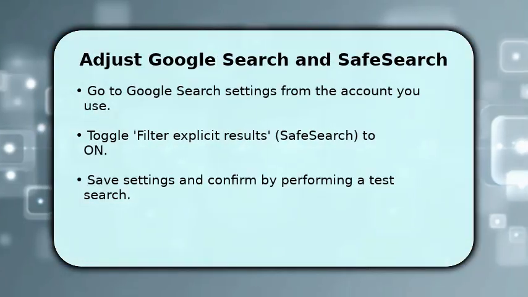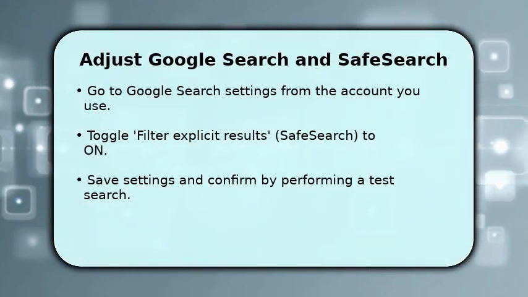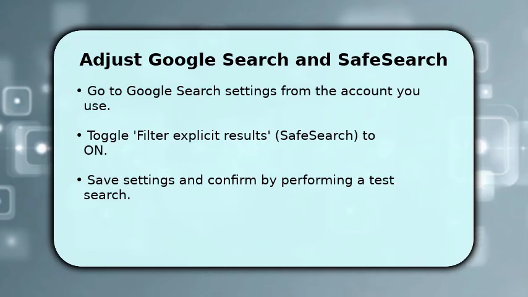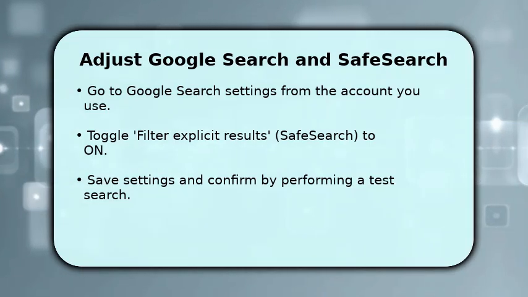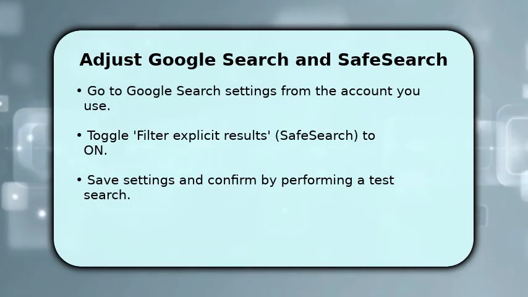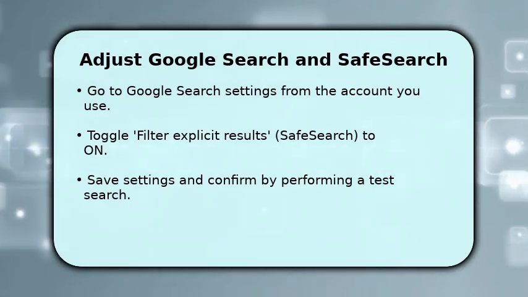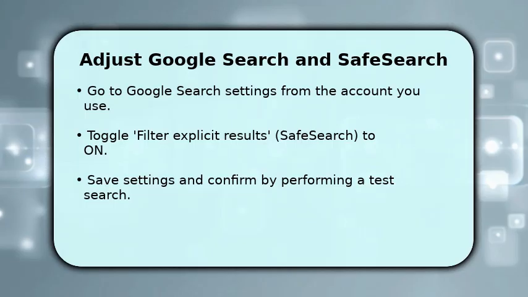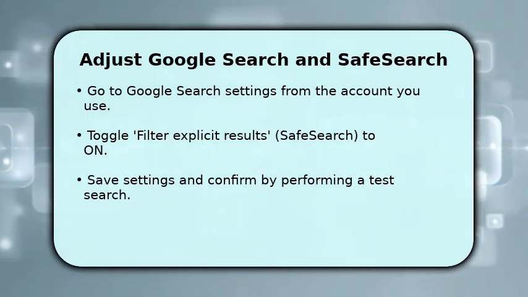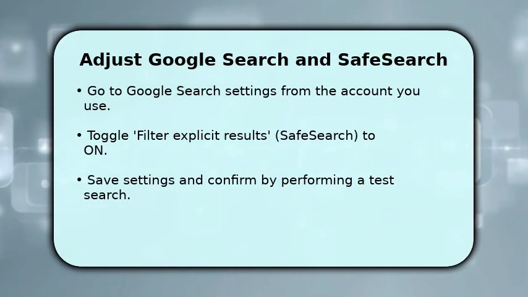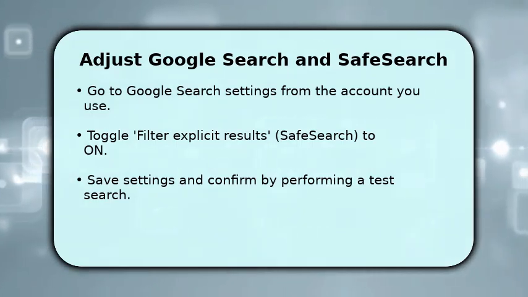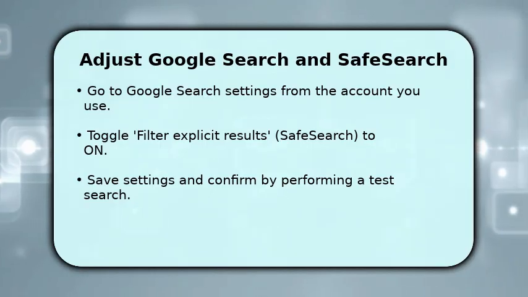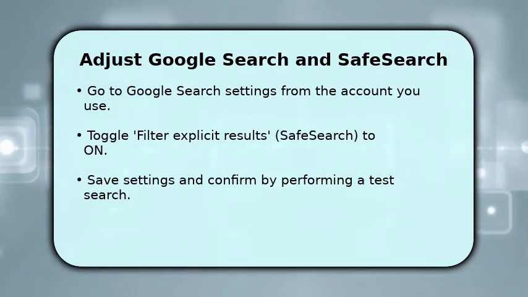Now go to Google Search Settings while signed into the chosen account. This is where Safe Search lives. Toggle Filter Explicit Results to On because Chrome defers to your Google account preferences for search filtering. Once you flip it, hit Save at the bottom to commit the change across devices with that account. Then immediately run a test search with a term that would previously show filtered results to confirm Safe Search is active. If it sticks, you're ready for the final checks.